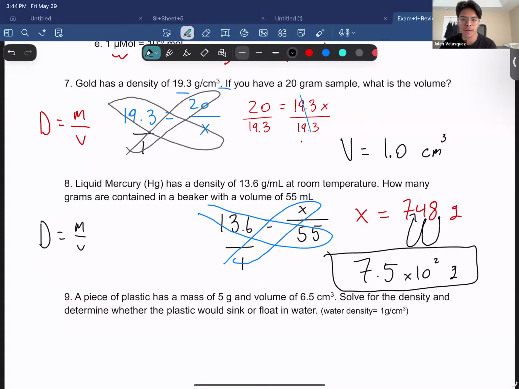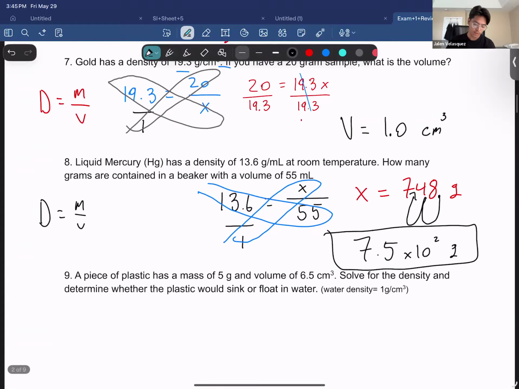One more thing I want to add with the math here. I always do my math by cross multiplying. If you don't like that, that's fine. There is another way you can do it, in which you can make what I call a density pyramid. So we know density is equal to mass divided by volume, right?